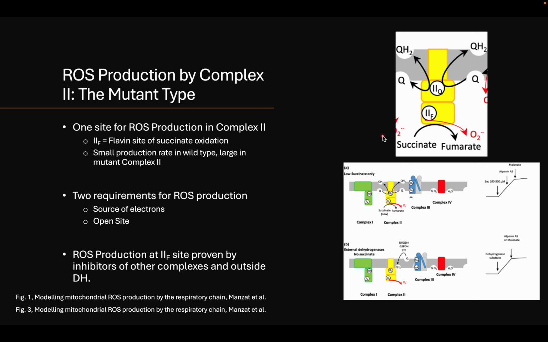So at a specific concentration of succinate, namely 100 to 150 micromolar, mutant complex 2 is very highly involved in ROS production, with the production of superoxide radical resulting in the mitochondrial matrix. However, when you increase or decrease the concentration of succinate past this, you don't see any. But you can still have outside dehydrogenases, as we mentioned before, bring in electrons for complex 2, which still results in the production of ROS, namely superoxide radical, in the mitochondrial matrix.